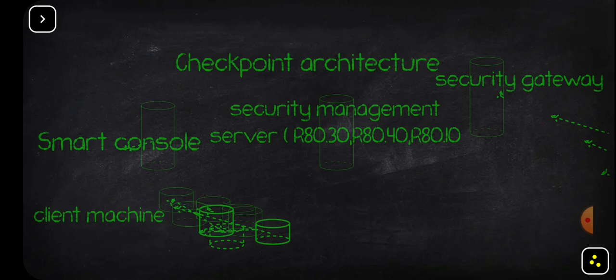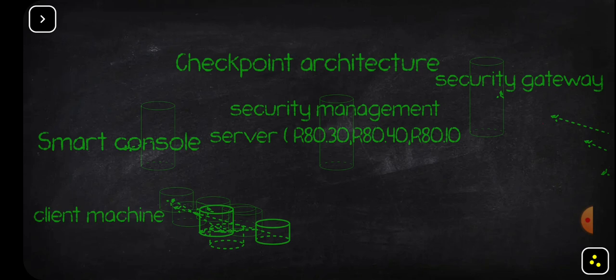So this is the checkpoint architecture. We need three tools, like smart console first, the smart console in the client machine. After that we can access the security management server from the smart console, and in the security management server, the security gateway will be already integrated.